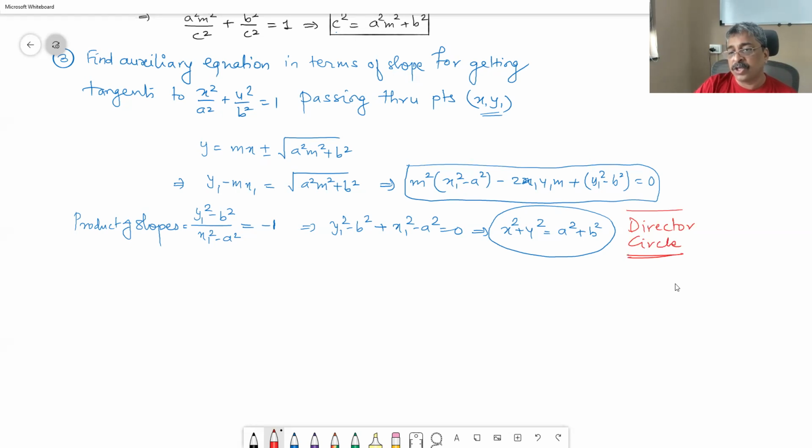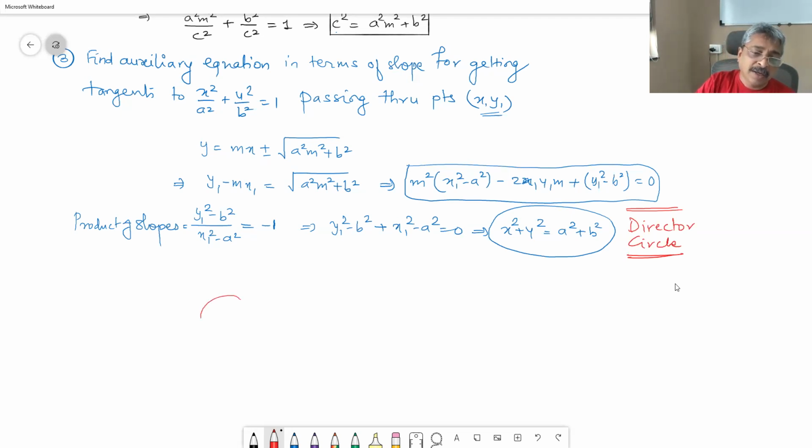In case of parabola, it was a straight line. Directrix, director circle, so you understand those names also. It was a line there for directrix. Otherwise, that line is the director circle of the parabola, because it is the locus of the point of intersection of perpendicular tangents.